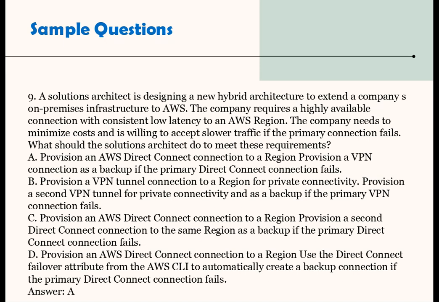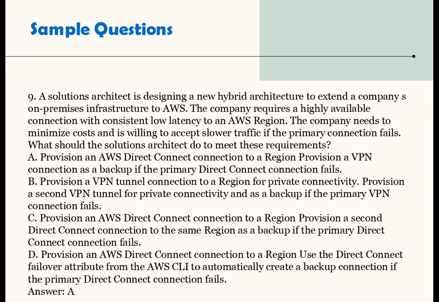A. Provision an AWS Direct Connect connection to a region. Provision a VPN connection as a backup if the primary Direct Connect connection fails. B. Provision a VPN tunnel connection to a region for private connectivity. Provision a second VPN tunnel for private connectivity and as a backup if the primary VPN connection fails.